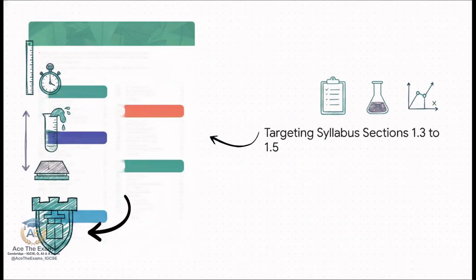We're specifically targeting sections 1.3 to 1.5, so measuring length, time, volume, density, and the practical methods to actually measure them. This is the bedrock of the paper. Examiners absolutely love testing you on apparatus, experimental variables, and your table design right here in these sections. If you can lock down your technique early on with these topics, you're essentially building a fortress around your grade before you even have to look at the really complex stuff like forces or thermal effects.